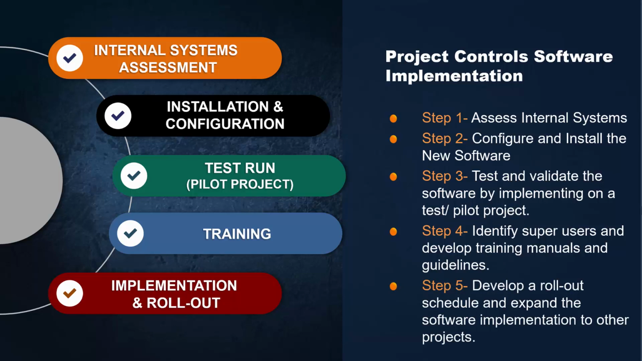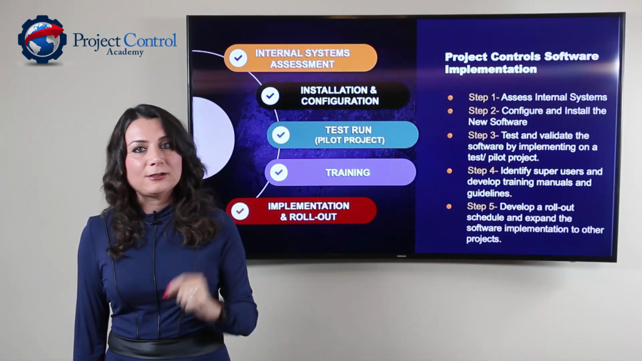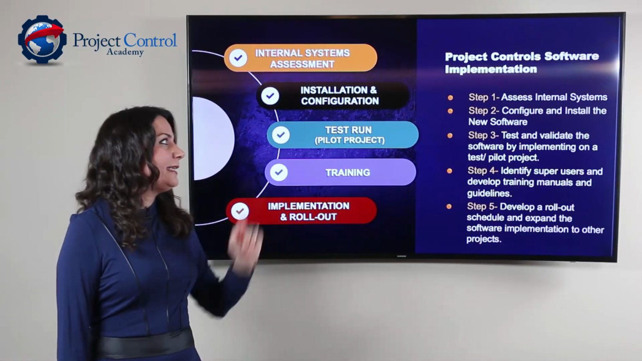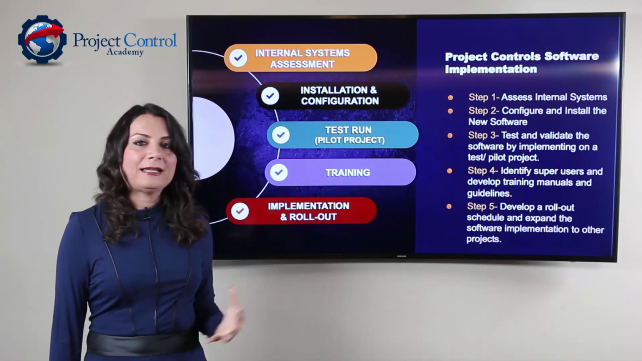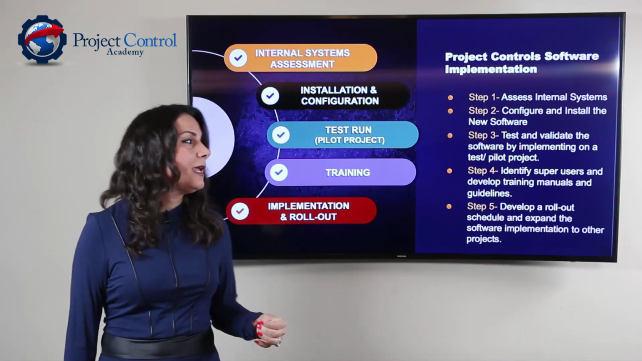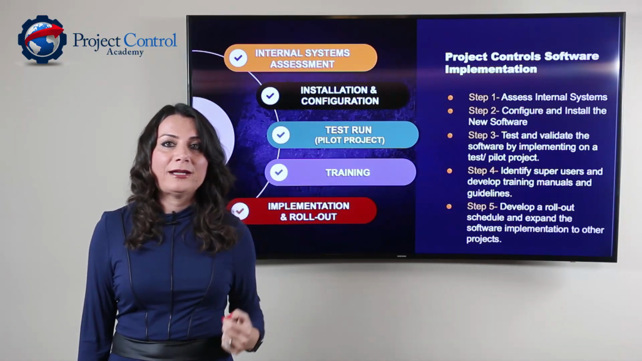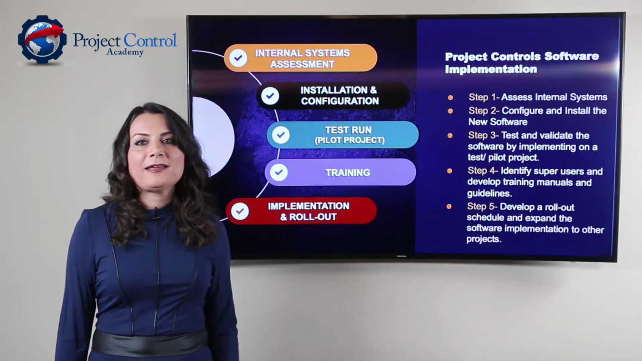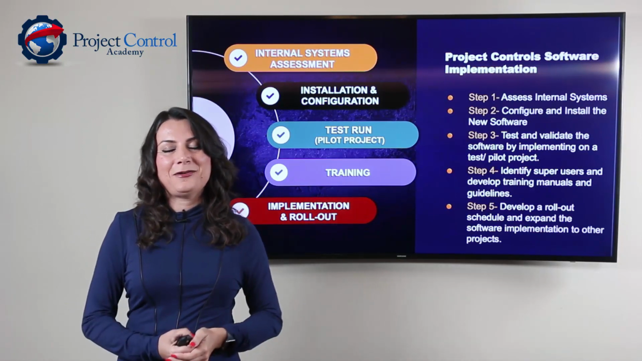To wrap up, the first step is assessing your internal systems and whether or not they support the software that you are going to roll out. The second step, configure and install the software. The third step, test and validate the software by doing some test runs and test pilot projects. Then step 4, identify some super users and provide training, as well as developing some training manuals. And finally, develop a rollout implementation plan and roll it out to the entire organization.